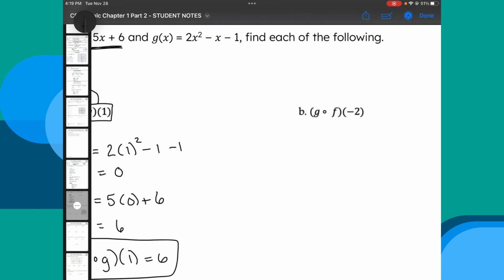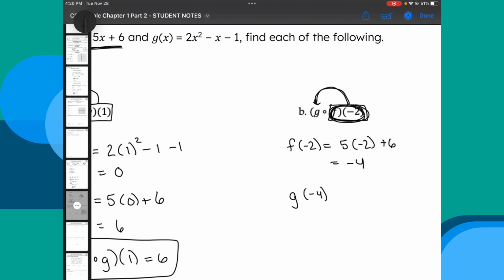Let me show you another example. Here we're going to find out what f of negative 2 is equal to. Then we're going to plug it into g. So f of negative 2, plugging in that negative 2, we get negative 4, and now we're plugging that negative 4 into g. So g of negative 4: 2 times negative 4 squared, minus negative 4, minus 1. Again, you can do the mental math or plug it all into your calculator. Either way, you should get the answer of 35.